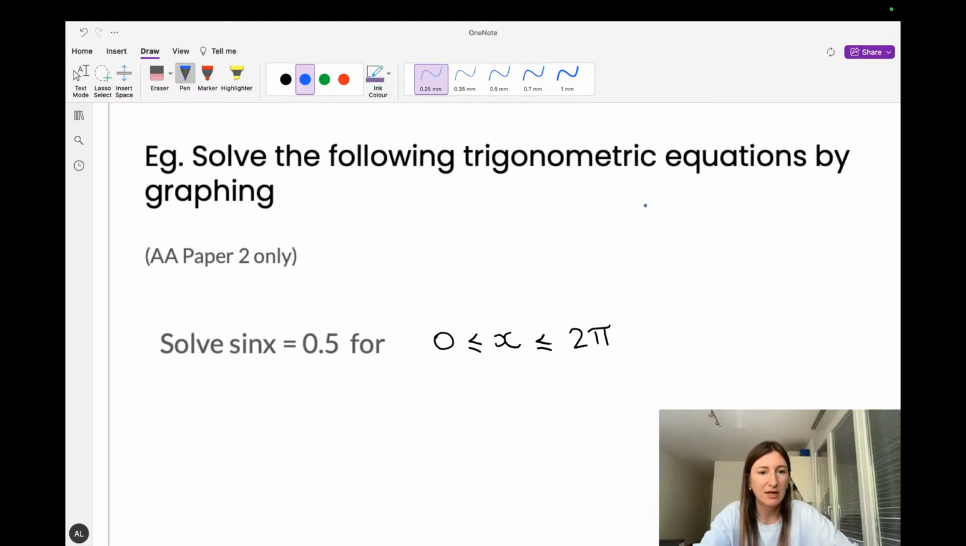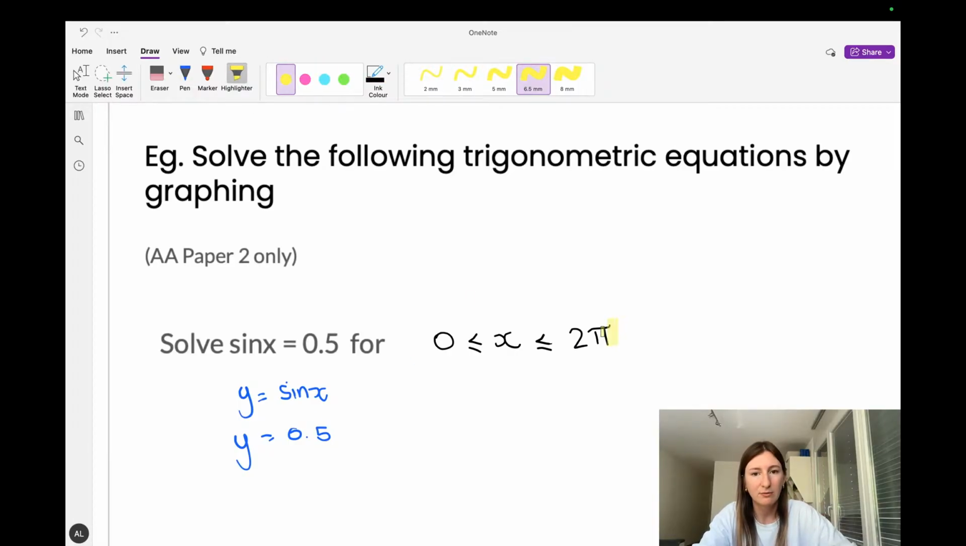So remember what we're saying is that sine x is the graph of y equals sine x. And this is the graph of y equals 0.5. Then they give you your domain, so highlight your domain, so you remember to check that. That's going to be useful for the calculator. And we're going to plot these on a graph. We're going to give it the domain, and it's going to give us our solutions for us. So let's take a look at how we would do that.